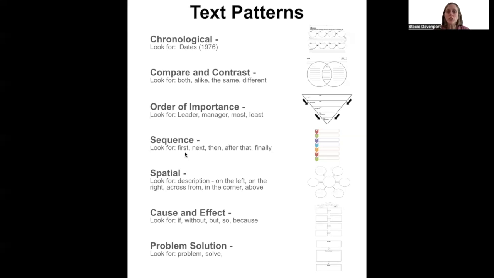Sequence, you would look for first, next, then, after that, finally. And you could use a graphic organizer similar to this, anything that goes in a line. And on here, it's really small, you can't see it, but it says like first, next, then, after. And so that would be a very common one that our students could use to help them look for, hey, what happens first and what happens next and what happens then? And to label that, even if they don't understand all of the words, to be able to work with words in English because they would know those words, the first, next, then, after that, finally.